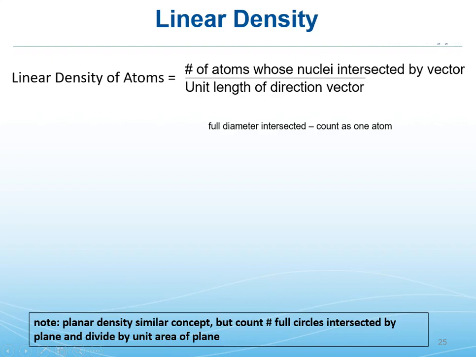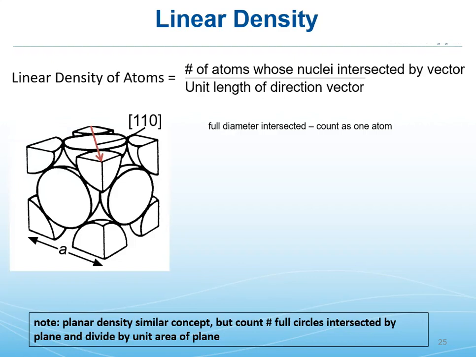So the linear density of atoms is equal to the number of atoms whose nuclei are intersected by a vector divided by the unit length of a vector. So if you don't go through the nucleus, if you don't go dead center through it, it doesn't count. Another way to say that is the full diameter has to be intersected to count as one atom. So here's an example of a face-centered cubic cell looking at the 1,1,0 direction.